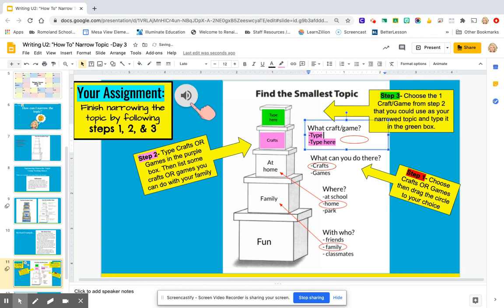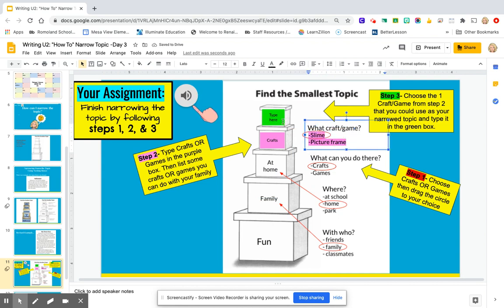And so for me, I know how to make slime. And maybe another craft is, I know how to make a picture frame. And so maybe those would be 2 different crafts that I could choose. And slime's not, I don't know if it's necessarily craft, but I'm going to call it that. And then now that I have at least 2, and you could do more, you could do 3 or 4, it's up to you. Step 3 says I need to narrow this down to just 1 of those crafts or games that I could write about in my how-to as a topic. And so I'm going to choose 1 of these, and I'm going to put my circle around my choice.